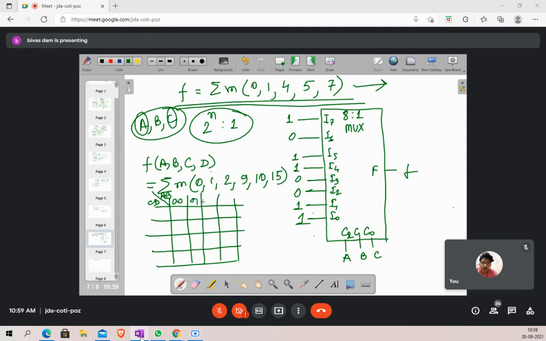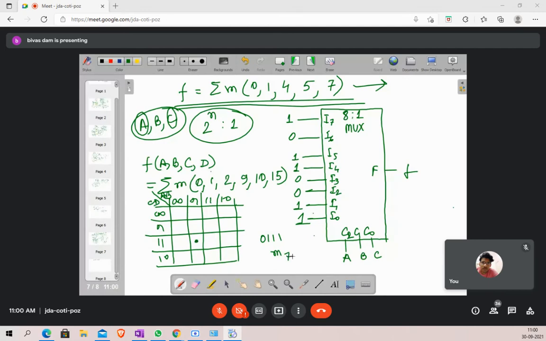0 0, 0 1, 1 1, 1 0 along the columns and 0 0, 0 1, 1 1, 1 0 along the rows. Now this cell, what is the minterm position for this cell? What is the coordinate for this cell? The input pattern is 0 1 1 1, so 0 1 1 1. What do you say about the minterm? This is nothing but the M7 position.